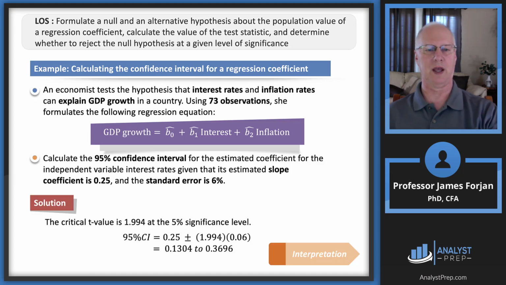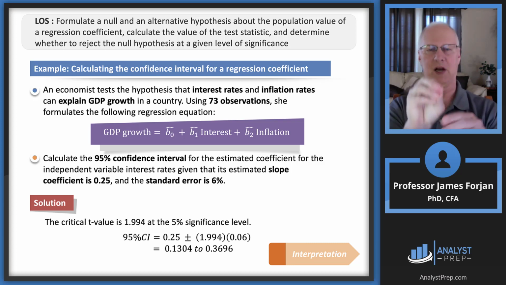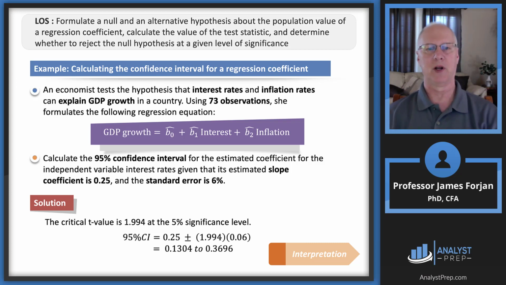So what was our partial slope coefficient? It was 0.25. So that's going to be our estimated value. That's kind of right in the middle. And then we're going to do plus or minus. So we want to go this way and we want to go that way. So we go back and get that critical value, 1.994, times the standard error of 6%.